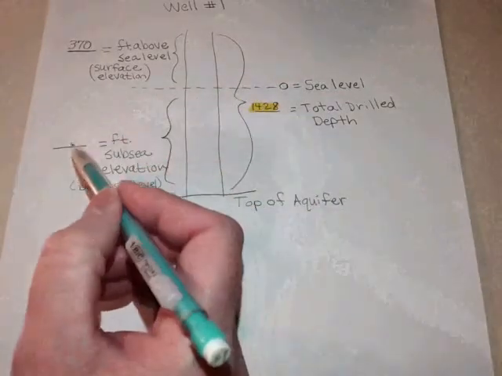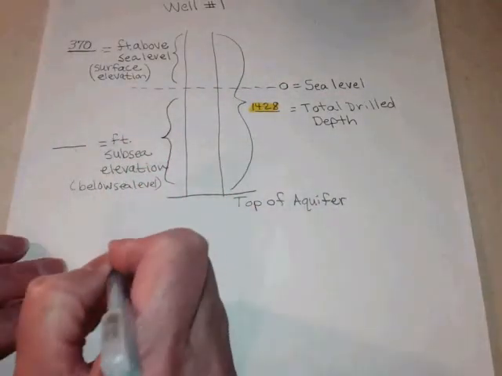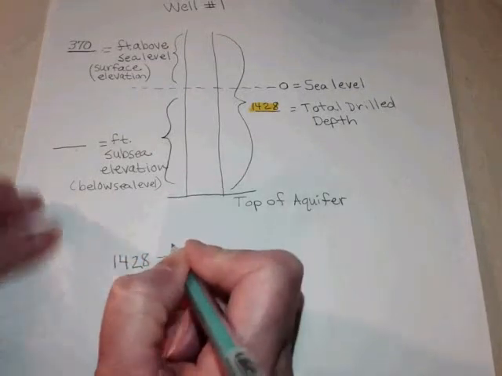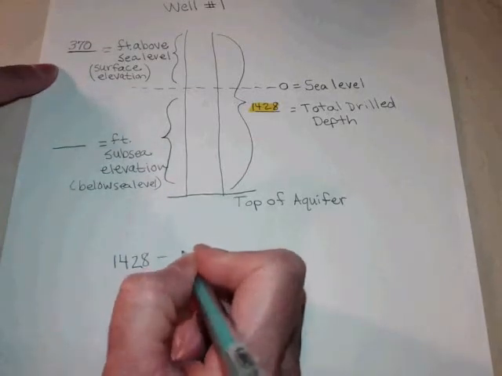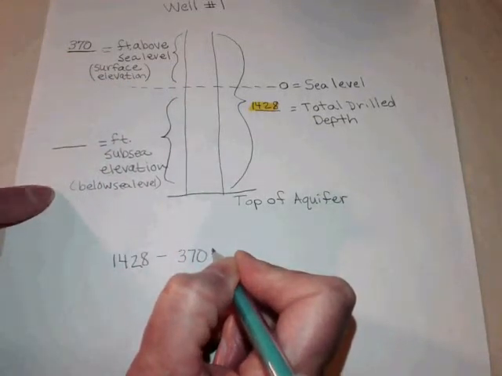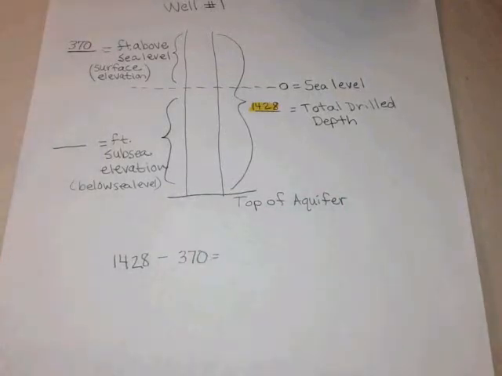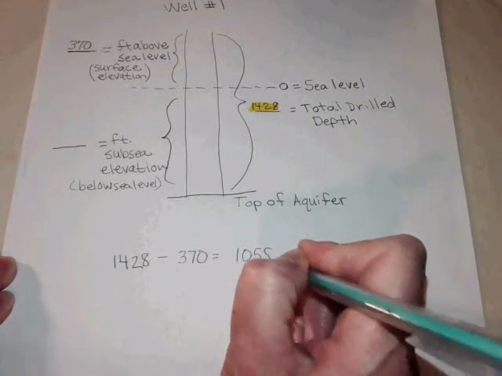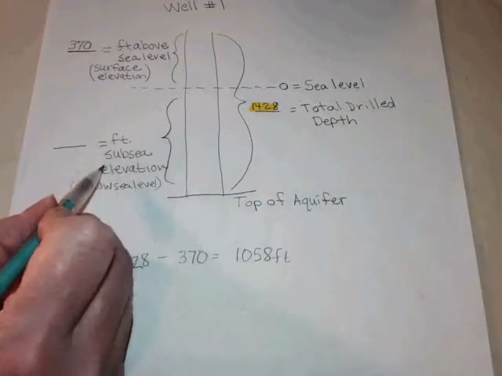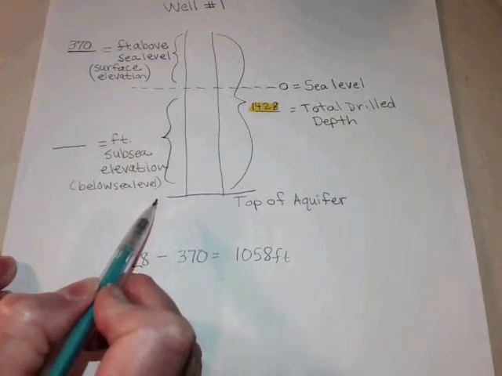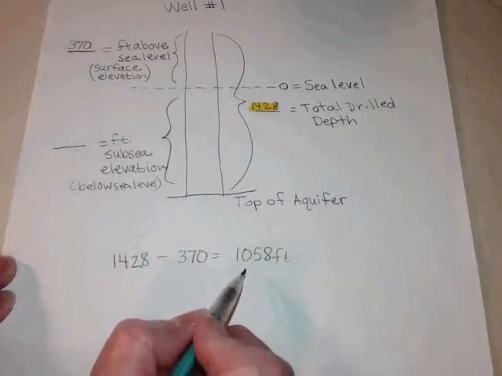Okay, so what is this value? Well, you do a simple calculation. Take your total drill depth, the 1428, minus the surface elevation. Whatever's left over is going to be the subsea elevation. So when we do that calculation, we end up with 1058 as our subsea elevation. So from sea level down to the top of the aquifer, the Swan Sandstone Aquifer, is 1,058 feet.